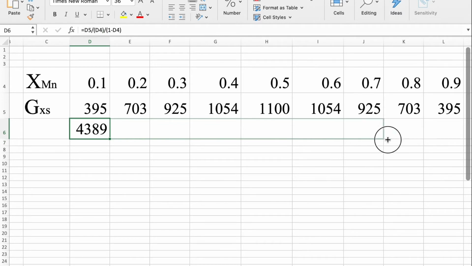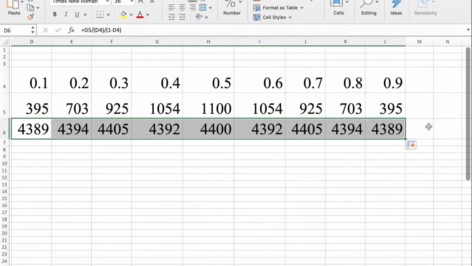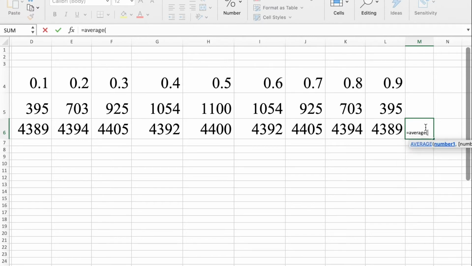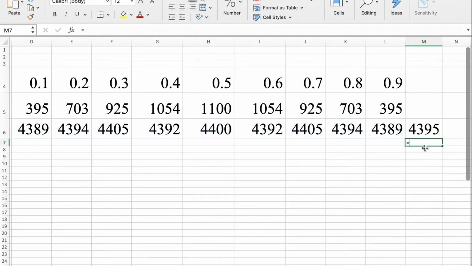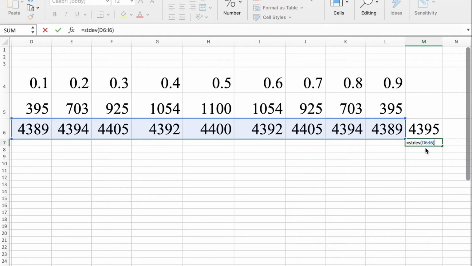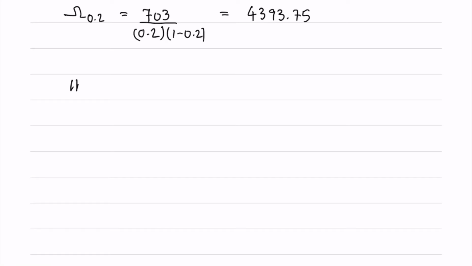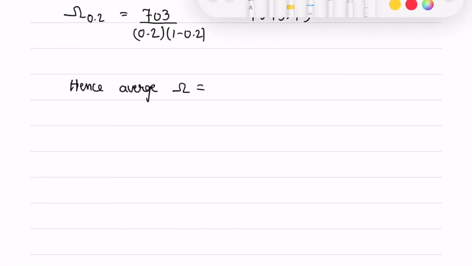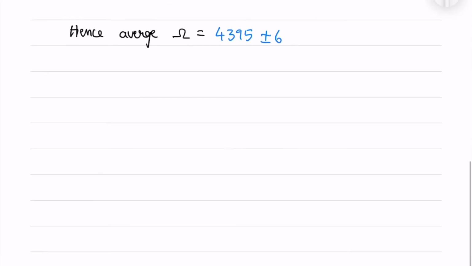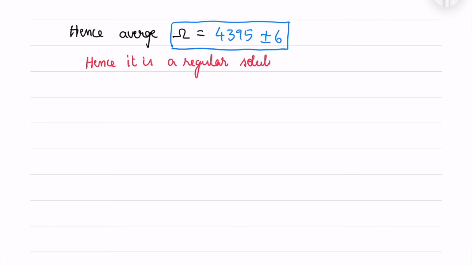Now I'll calculate for each composition and I'll take the average of all these omegas. So I have an average of 4395 with standard deviation 6.27. So they are near 4,395. Hence the average omega is 4395 plus or minus 6. So we can assume it's less than 0.1% difference in standard deviation. So we can say that it's a regular solution.